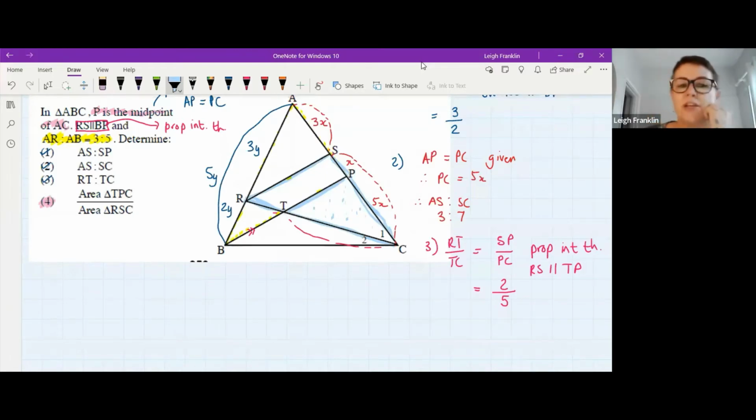What angle do they share? Angle C. They do. They share angle C1, don't they? Yes. So that means that we could use the area rule. Do you remember what the area rule is from grade 11?